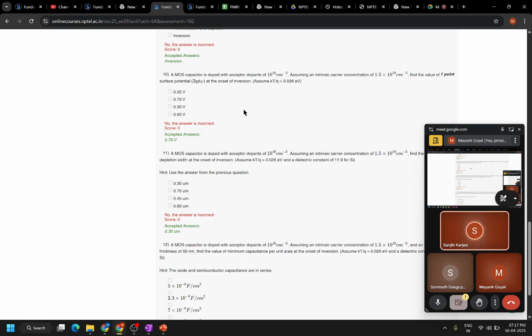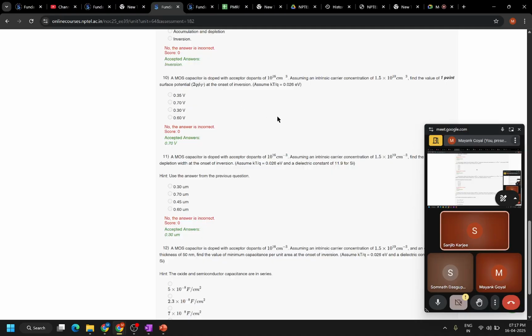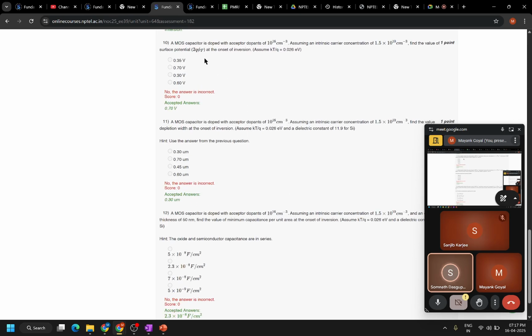Sir, if you kindly help to understand the total numerical parts, it will be helpful for me. 2 phi F means this is strong inversion, no? So at the onset, your band bending cannot go beyond 2 phi F. So 2 phi F is the maximum band bending. When the band bending is 2 phi F, we call it inversion.